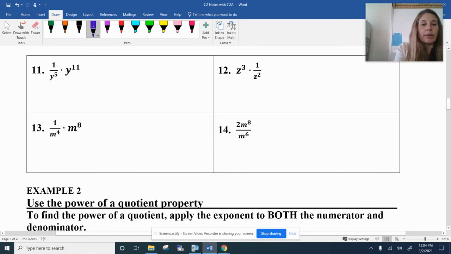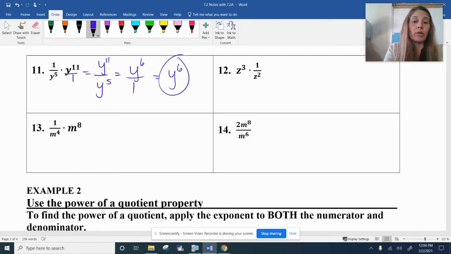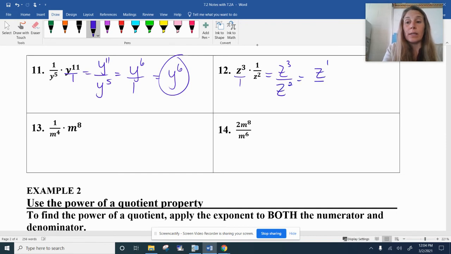All right, same idea for this one, putting it over the 1, multiplying our two fractions, subtracting the exponents since our bases are the same, gives us y to the 6th. And we don't need to put over the 1 since the 1's on the bottom. Number 12, we have z to the 3rd over z to the 2nd. 3 minus 2 is just a 1, so it's like z to the 1st power, but of course we don't need to write that out. We can just leave this as z.